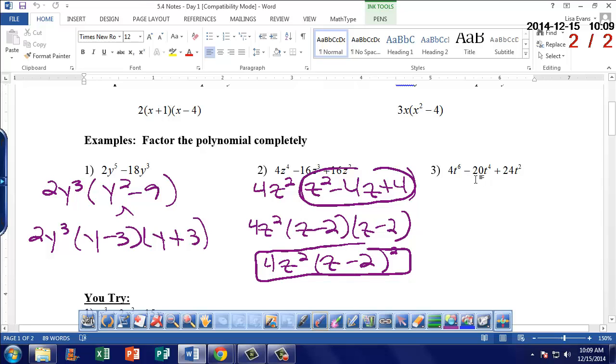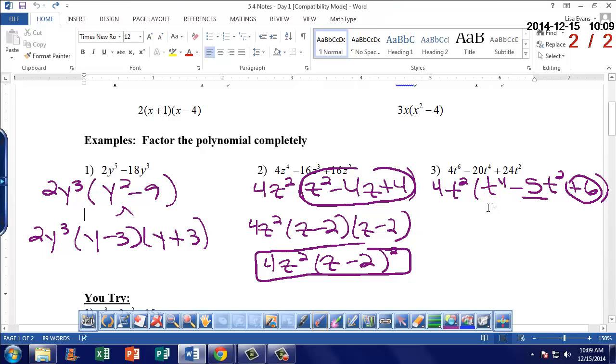Okay, now this problem, you notice you can take a 4t squared out. So when you do that, you have t to the 4th, and this is where students get a little confused, minus 5t squared plus 6. This is actually simple AC factoring. We're still going to say what multiplies to give us positive 6 and adds to give us negative 5. The difference in this problem is we need to get our terms to multiply to be a t to the 4th and add to be a t squared. So what does that is t squared. t squared times t squared is t to the 4th, and when you add it, it's still t squared.